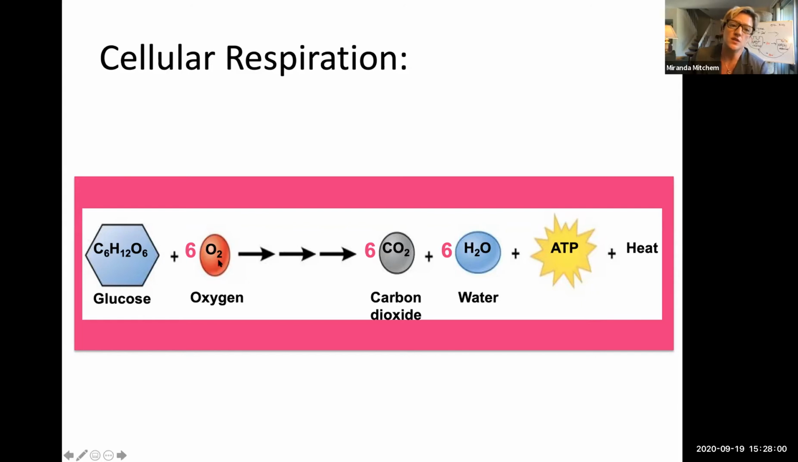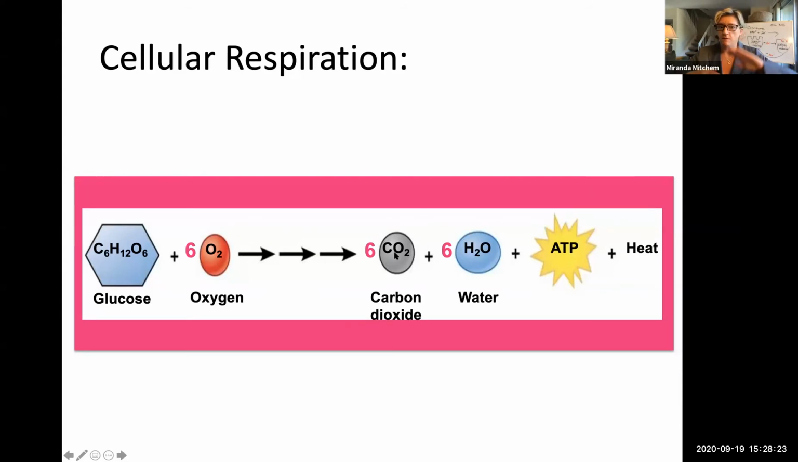So we do need to keep track of our correct materials here. 6 molecules of molecular oxygen go through glycolysis, citric acid, and the electron transport system. That's why there are 3 arrows to represent the 3 stages of cellular respiration.